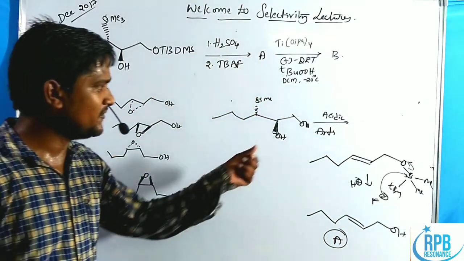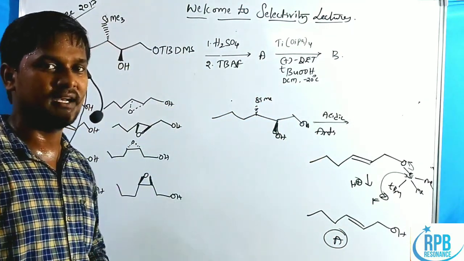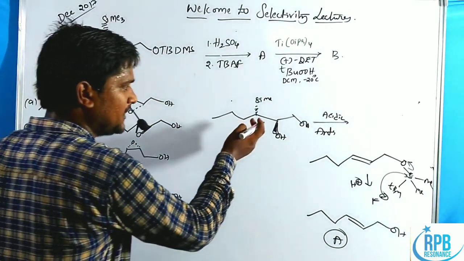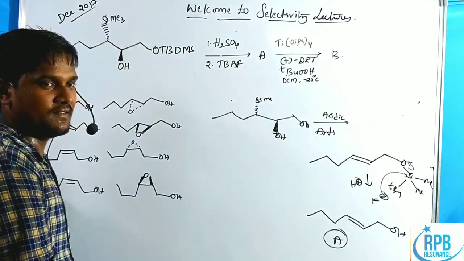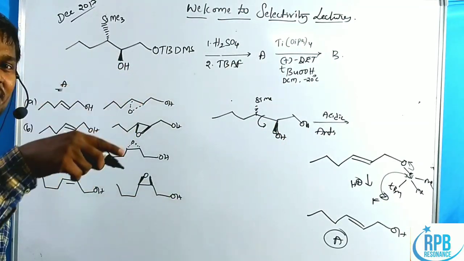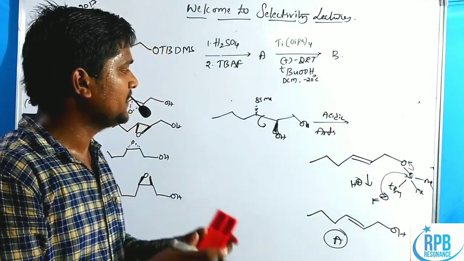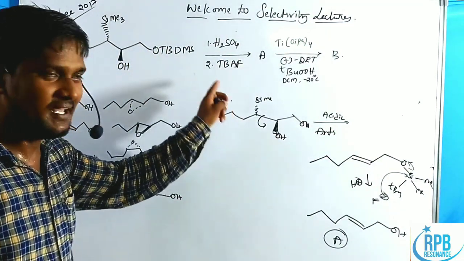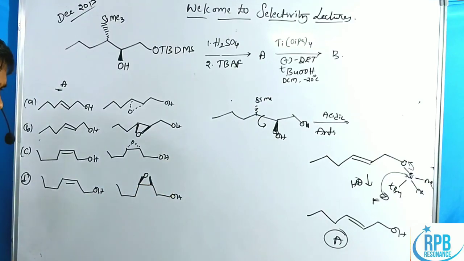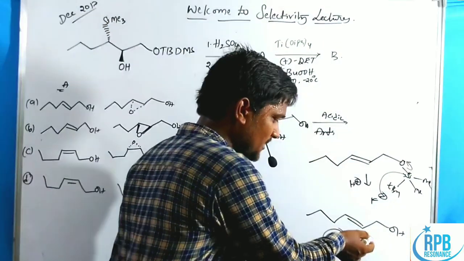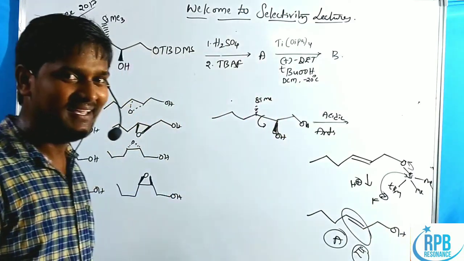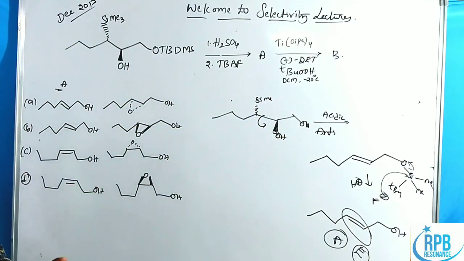If they had given the basic medium, basic syn elimination is required. For syn elimination, both the groups must be on the same side, so C-C bond rotation is required. But they have given the acidic medium, acidic anti-elimination, where the groups are already in the anti position. That's why there is no need for rotation of the C-C bond. Now we will get the trans, that means the E allylic alcohol. So this is the first piece of information.